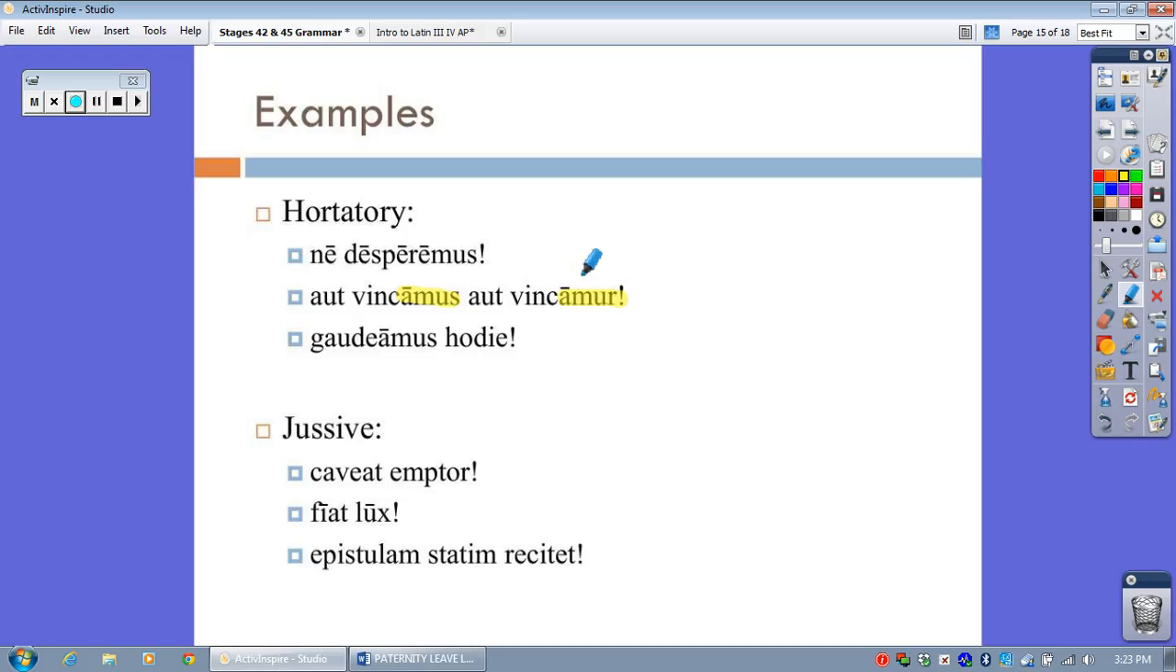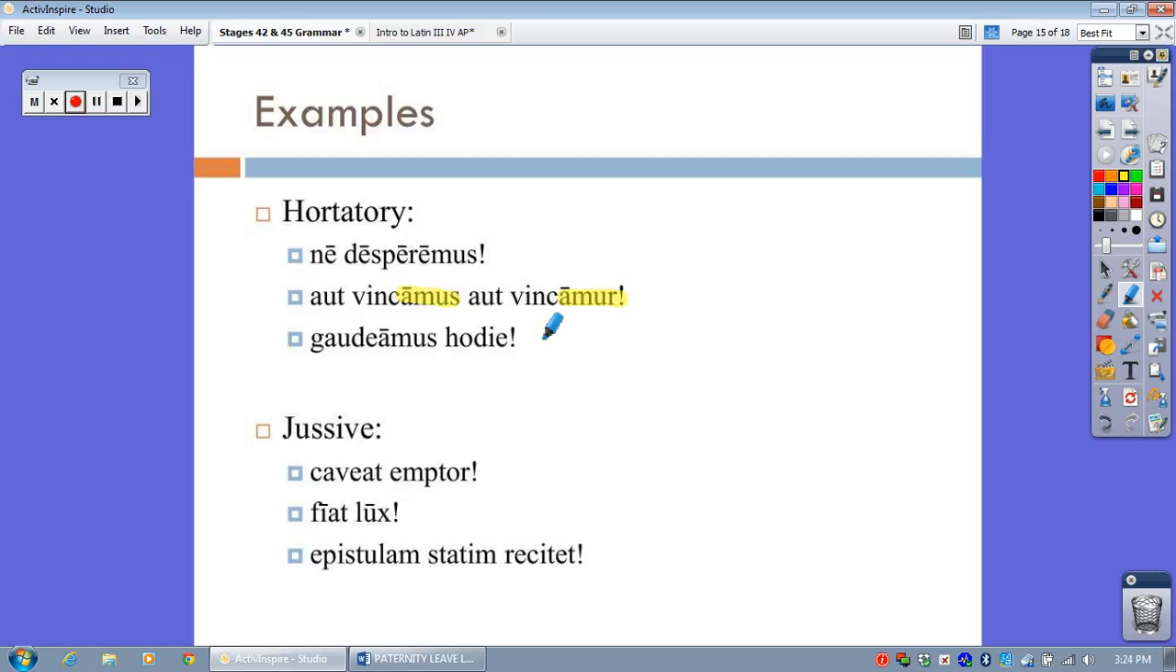Subject would also be we. So we have to kind of flip that around to say "us." Let us conquer or be conquered. And then last, hortatory here.